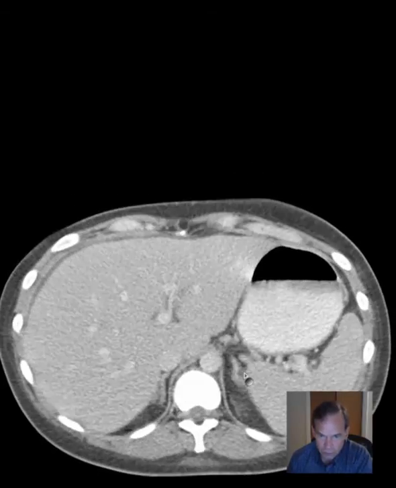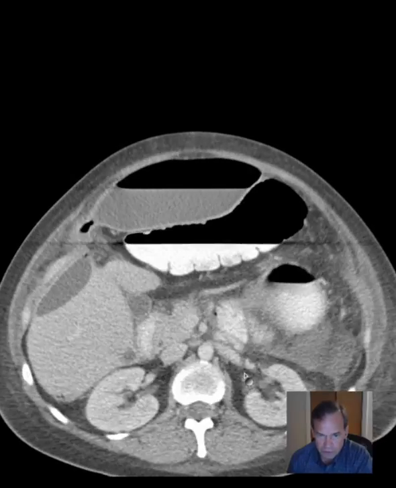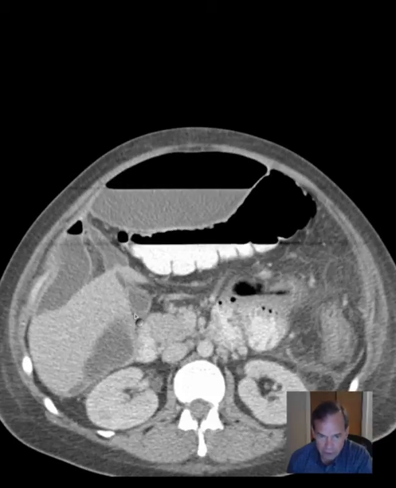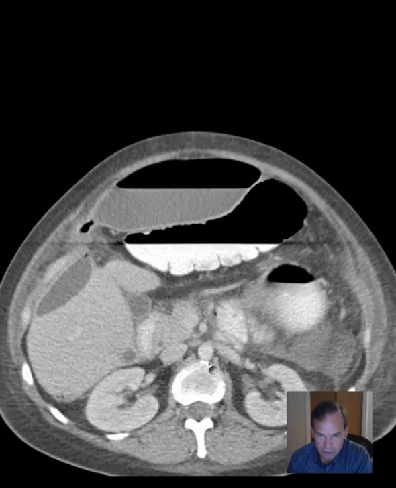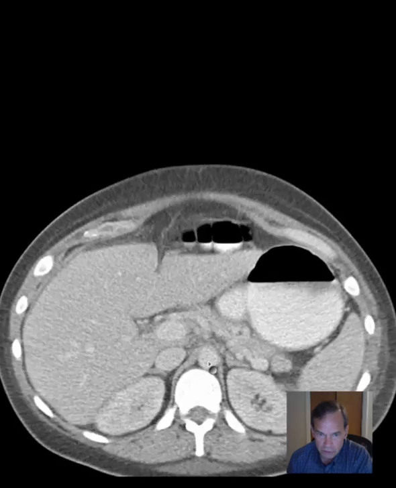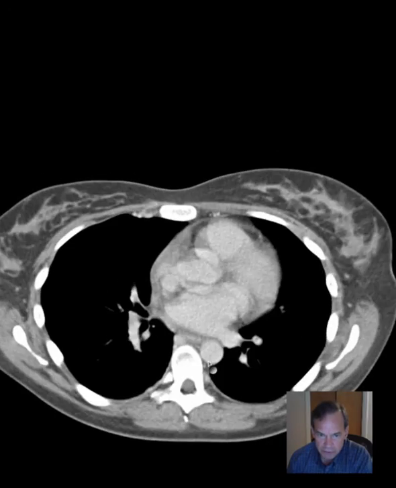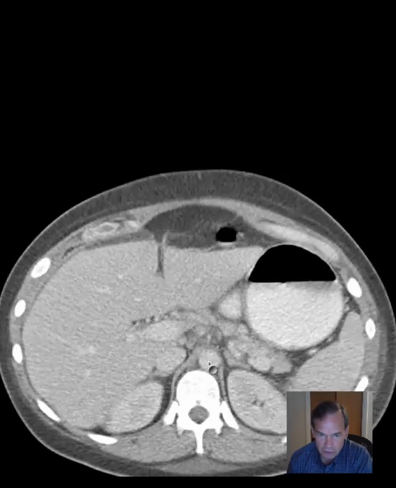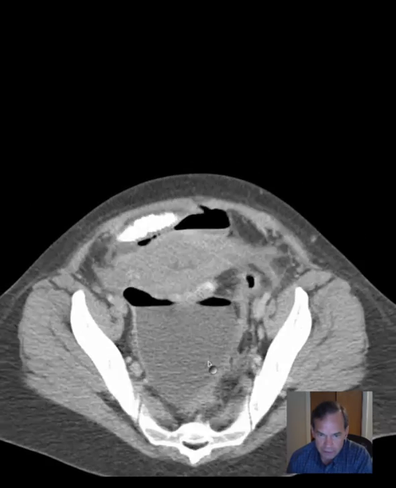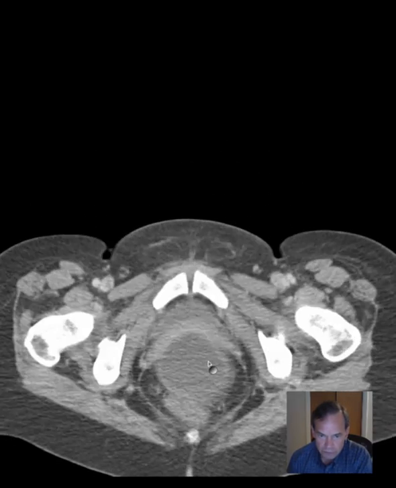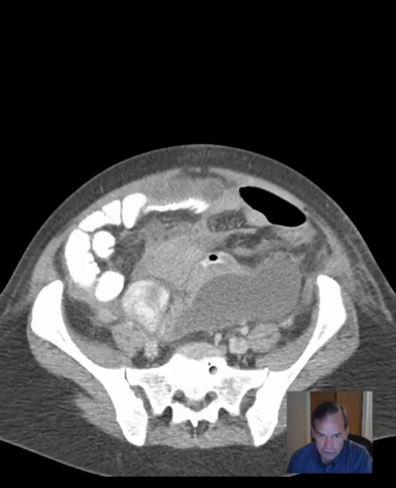They both look normal. So liver, spleen, and pancreas, gallbladder, adrenal glands, and kidneys appear normal. The abdominal aorta appears unremarkable. The visualized lung bases appear unremarkable as well. And that's about it. So, in summary, status post C-section with numerous intra-abdominal and pelvic abscesses.